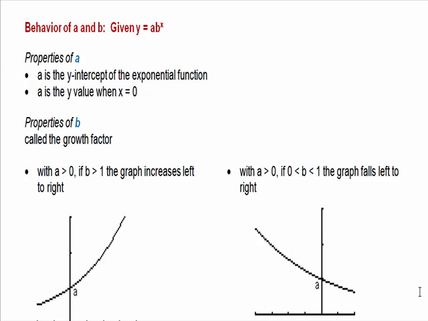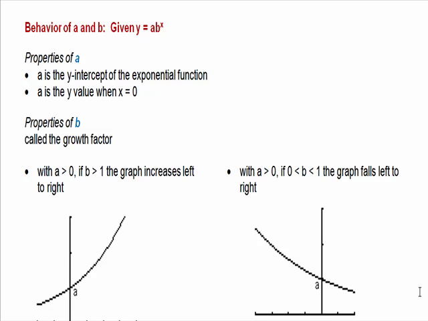Let's begin by looking at the behavior of a and b. So suppose we're given y equals a multiplied by b to the x. A couple of properties of a. Recall a is the y-intercept of the exponential function, or in other words, a is the y value when x is 0. A couple of properties of b. b is, we call it the growth factor.